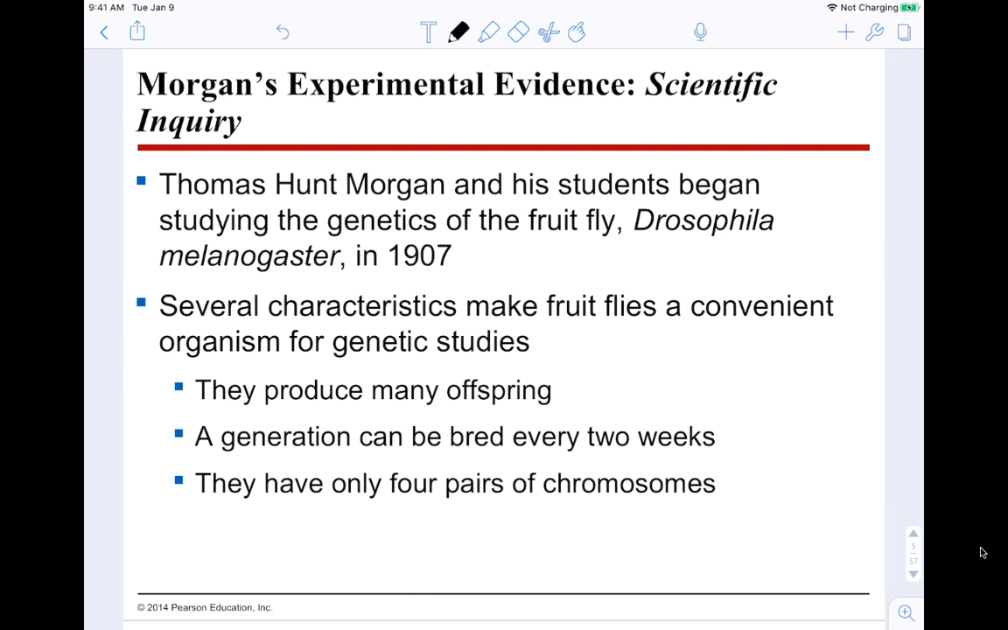They're convenient, just like plants, because they can produce a lot of offspring, and a generation can be bred every 2 weeks, which is very fast compared to a human, where it's a little bit unethical, but you're also going to have to wait almost a year. And then they only have 4 pairs of chromosomes. The chromosome number is very low, so it's easy to track things.